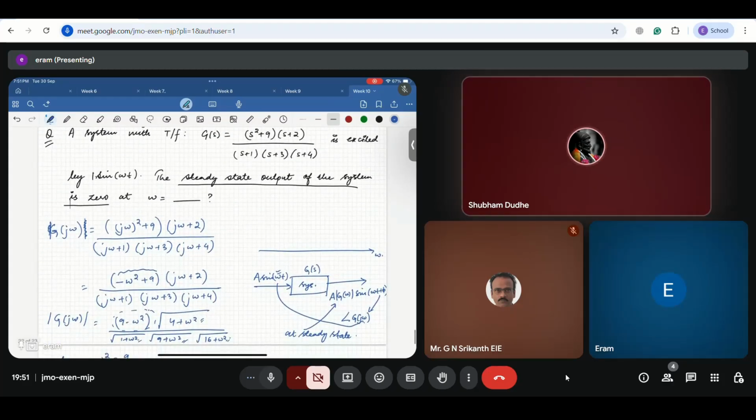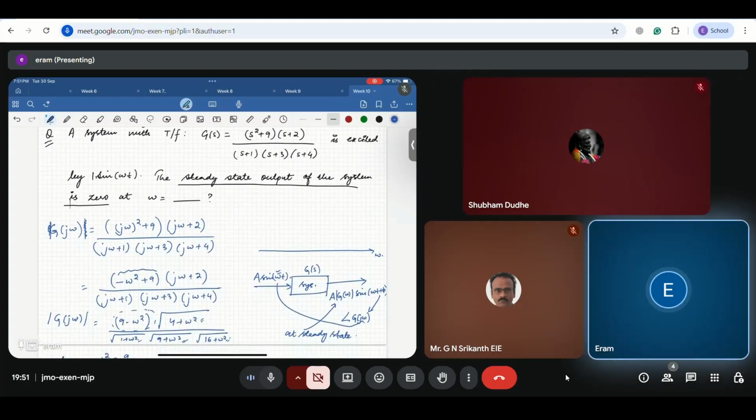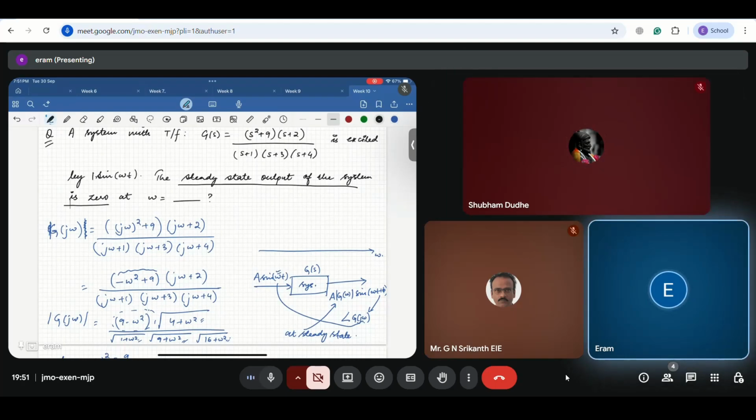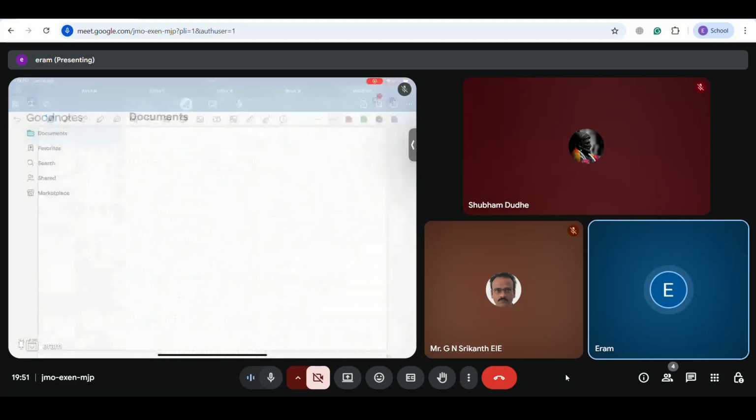Yes, ma'am. Okay, I have one more question. If you want, I can give you as a homework, you can try. So let's give that question as a homework to you, because I think in the next session we have Nyquist plot, and I think in Nyquist plot we have some compensator design. So let's finish the Bode plot.